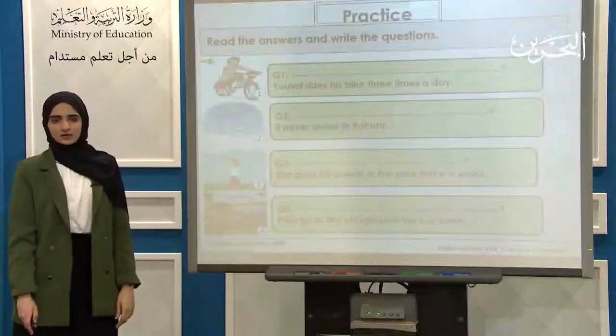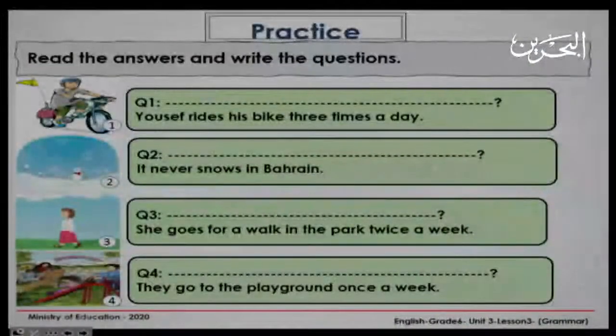Now we will start with the first activity. Let's read the answers and write the questions. You have 4 minutes to finish this activity.